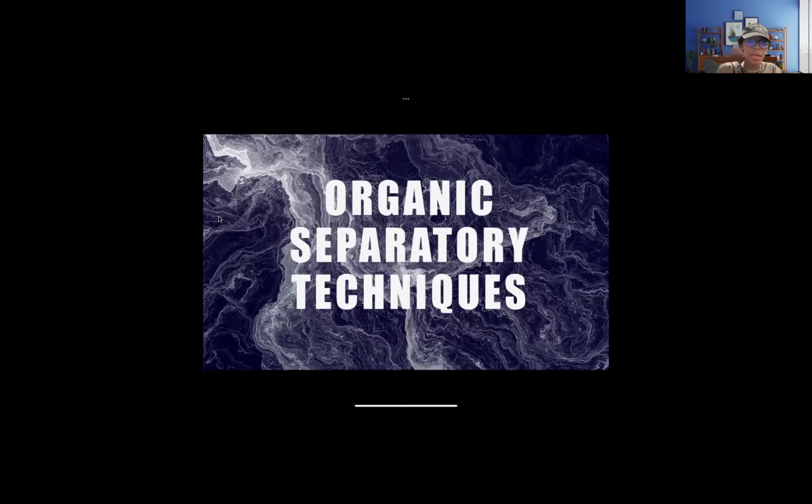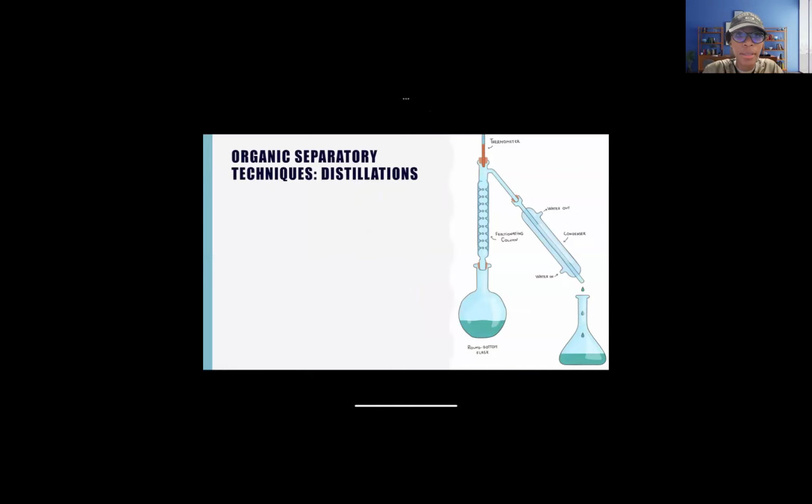So getting into organic chemistry separatory techniques, starting off with distillations. We'll also make this as interactive as possible. Feel free to unmute yourself and say something. You don't have to just say it in the chat. And let me also make sure, okay, there is no Q&A. So distillations are useful for separating liquids that have different boiling points specifically.